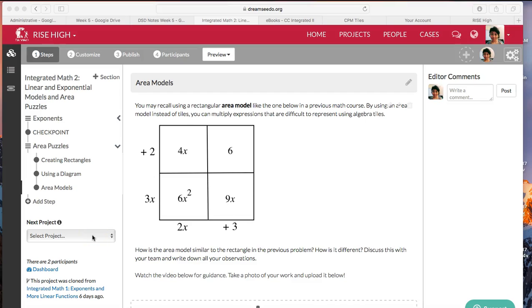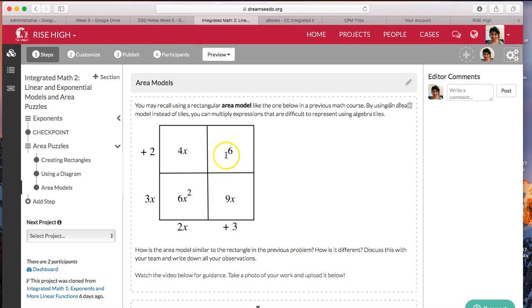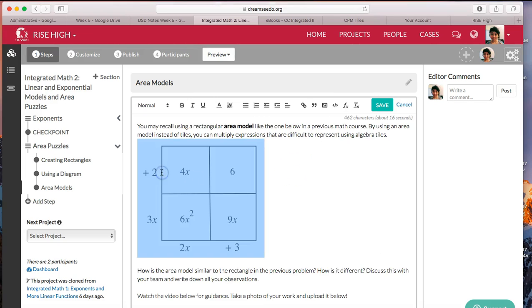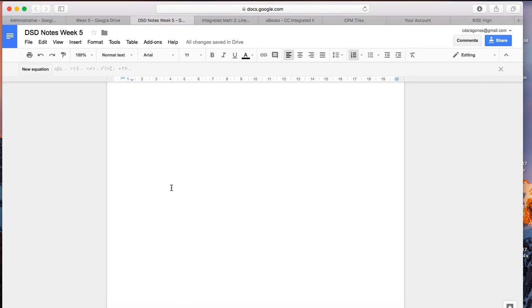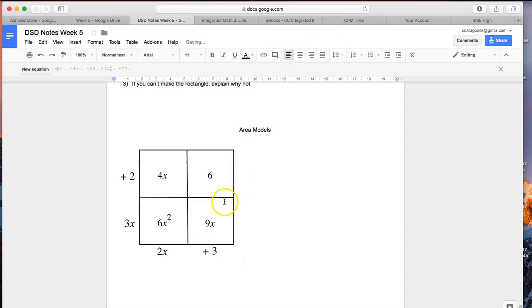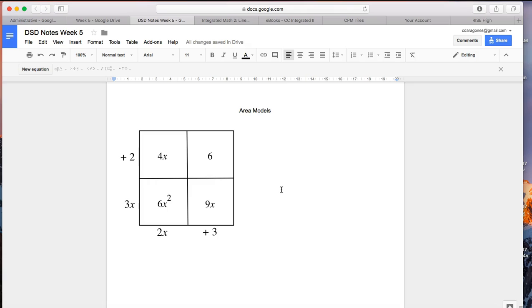Okay, so in this step, we're going to talk about an area model to represent expressions that are being multiplied. So essentially, in your notebook, write this down as the title: area models. And you're going to go ahead and sketch this diagram. So pause the video while you do that, and then when you're finished, you can keep the video playing.